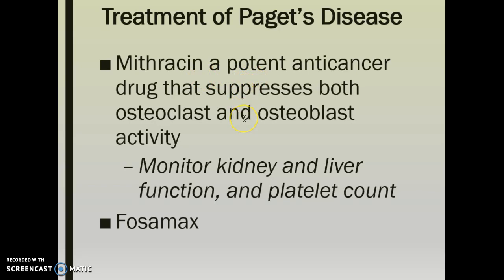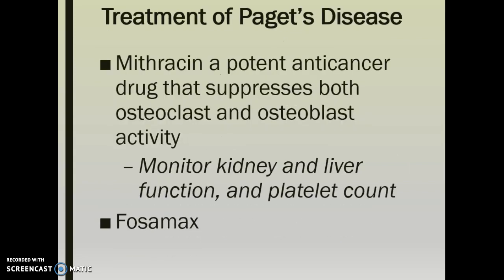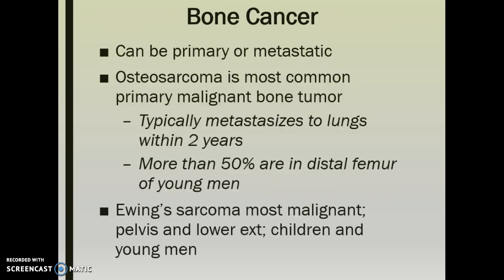Mithracin is a potent anti-cancer drug, and it suppresses the osteoclast and osteoblast activity. When somebody with normal bone structure takes this kind of drug, the suppression of osteoclast and osteoblast is a bad thing. But in this case, it can be helpful, but it's very, very important that the liver and kidney function is monitored. And this patient, like a patient with osteoporosis, may be prescribed Fosamax.